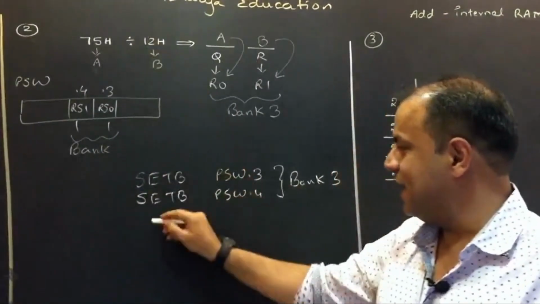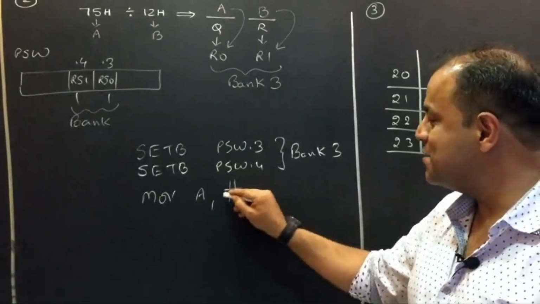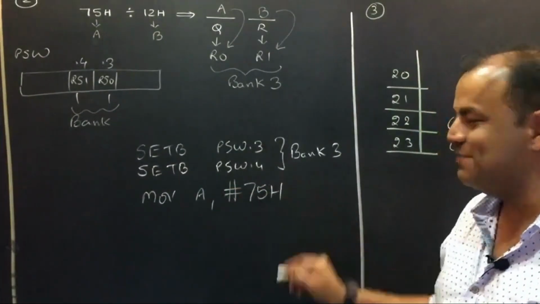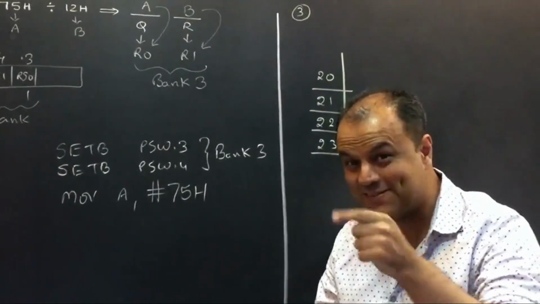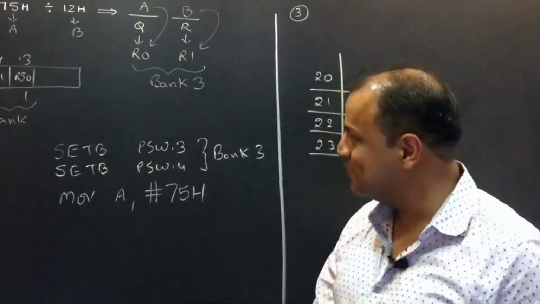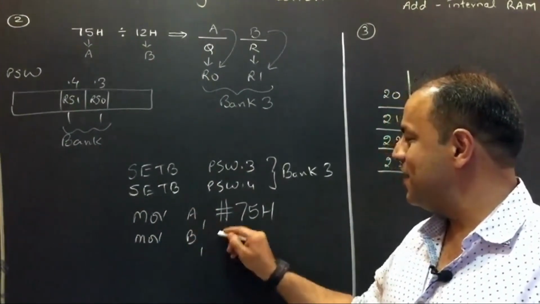Take 75 in A. Move A, comma, hash 75H. Please tell me, did you understand this? Now 75 is not an address. Now 75 is the data. So you'll write hash. Good. Take 12 in B. Move B, comma, hash 12.